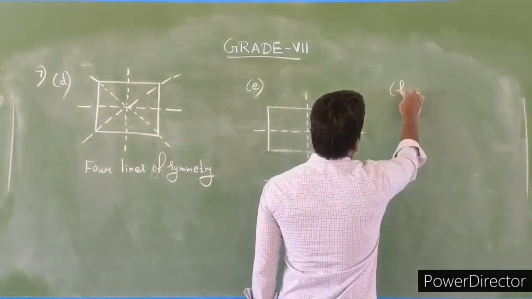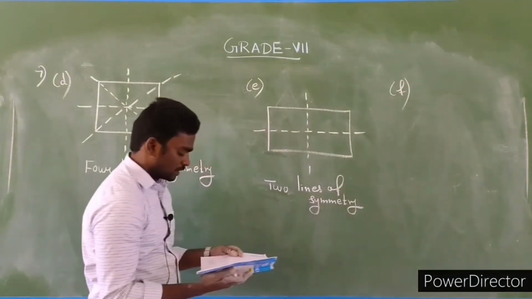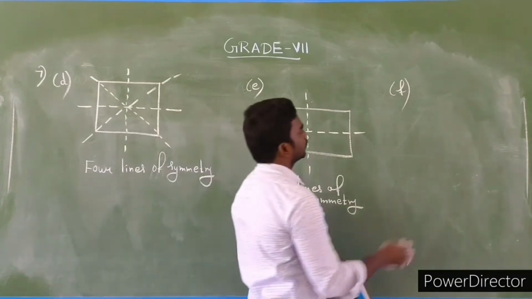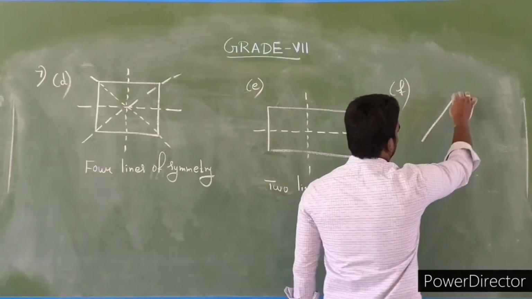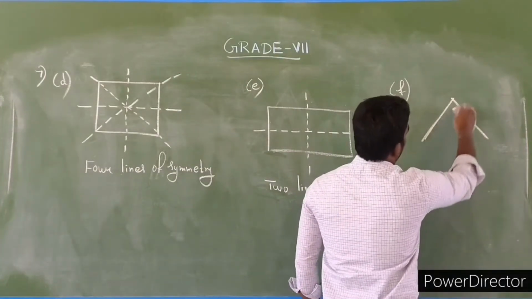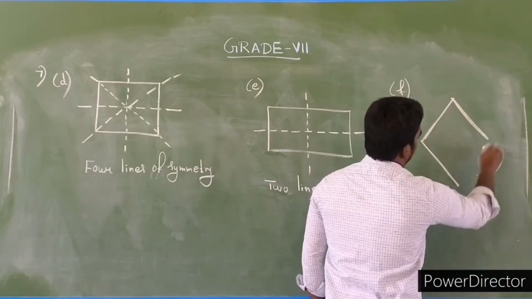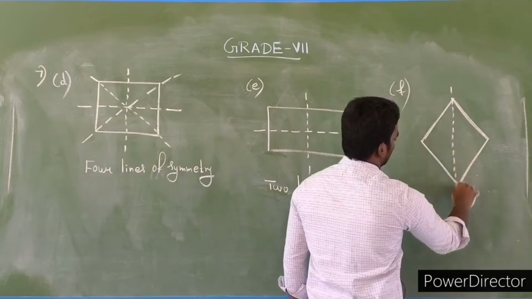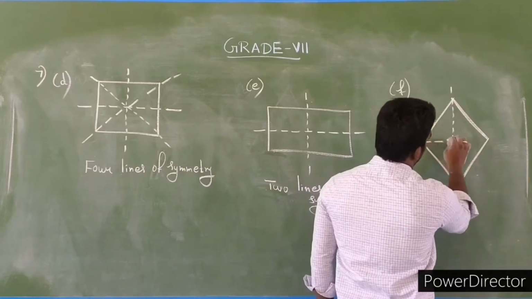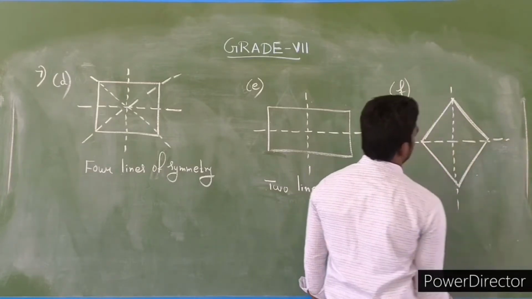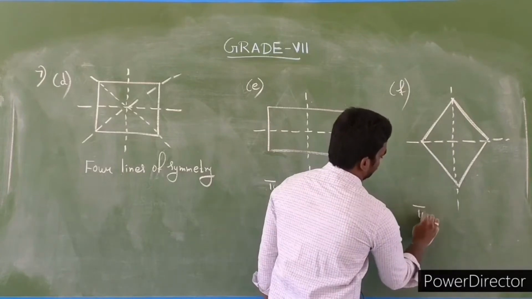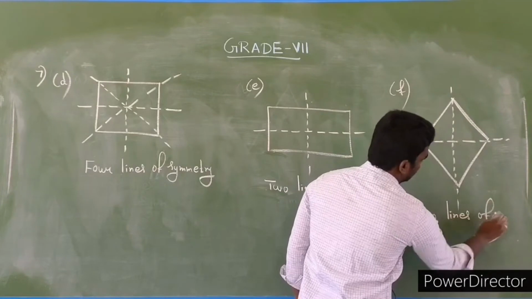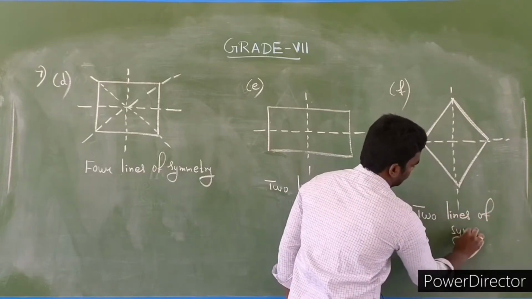Next, F. What is F? A rhombus. F is a rhombus. How many lines of symmetry does the rhombus have? We know a rhombus has two lines of symmetry. It becomes identical shapes. Two lines of symmetry.